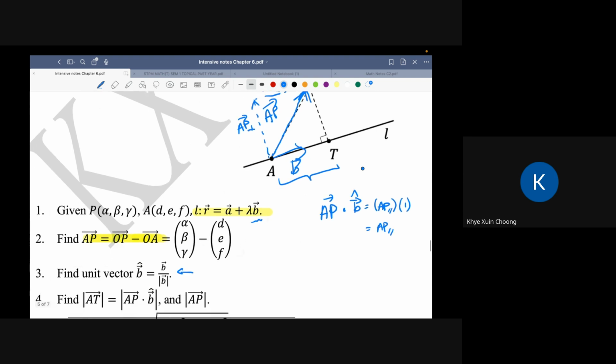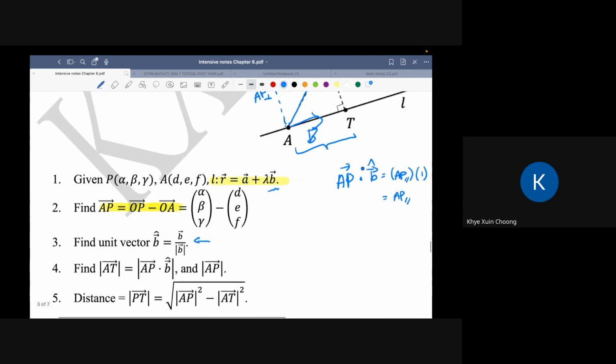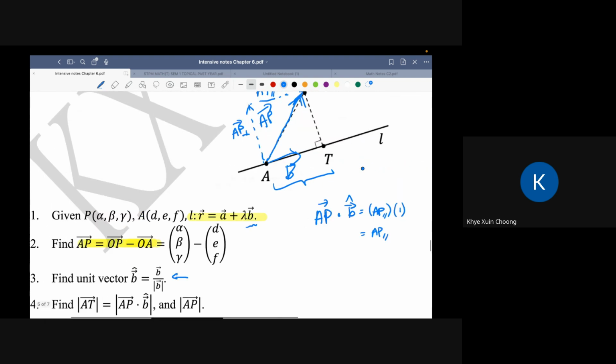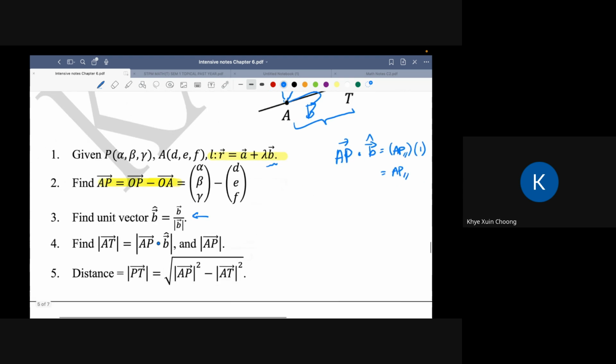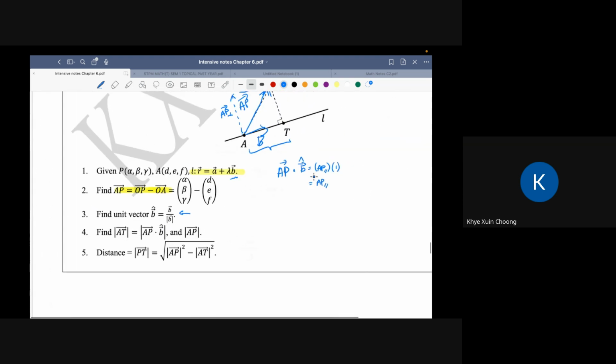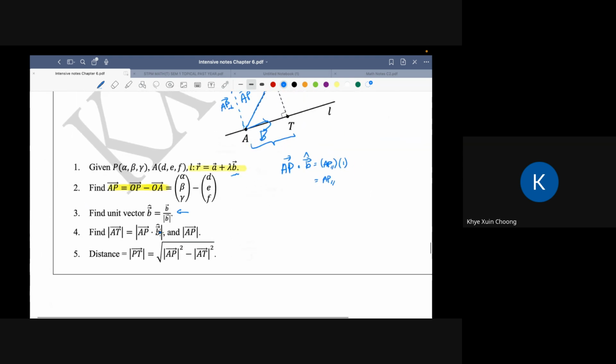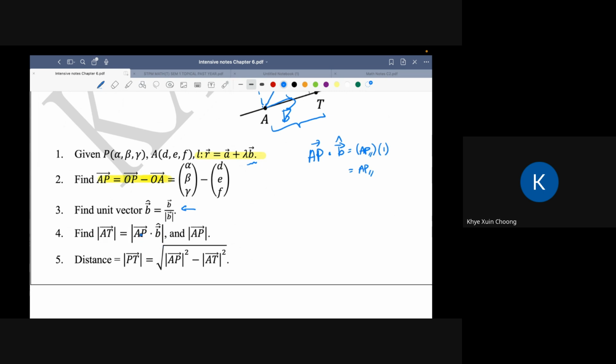We want to dot it with a magnitude of 1 so that it will directly get its parallel component to this vector. Then this length will equal AT. So how do we find AT? We found AT by using the dot product, AP dot B cap.